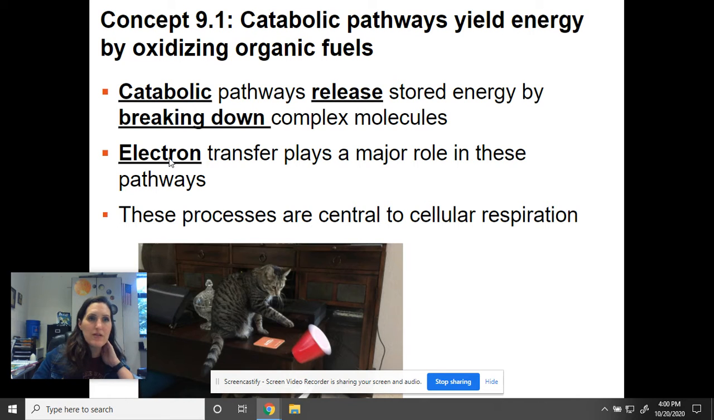Electrons are going to be transferred, and the easiest way I can explain this is to think about electrons as hydrogens, because it's easy for us to follow the hydrogens within the molecules. It is all about the hydrogen, the hydrogen, the hydrogen. Follow the hydrogens as they move through, and that is your electrons.